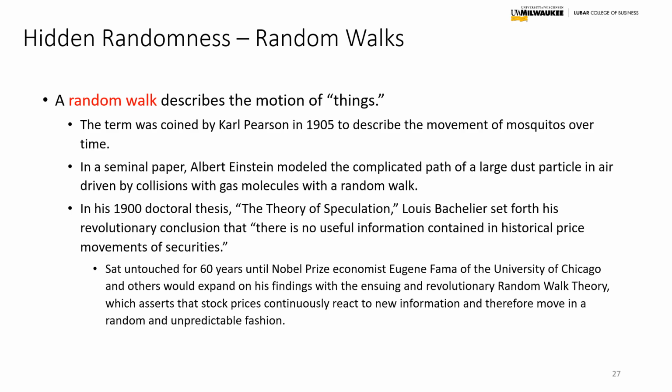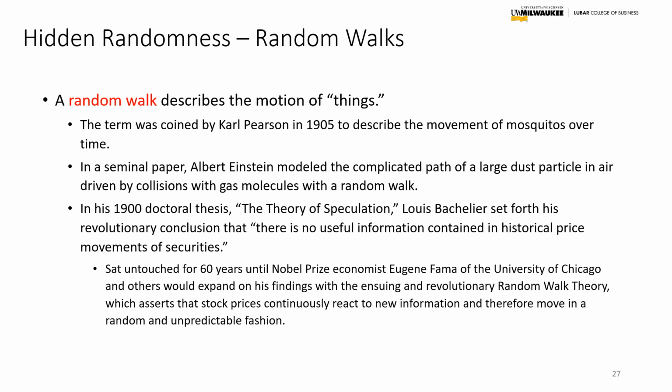Now that we've talked about a random process, let's talk about another unique process called a random walk. It's a process that you should be familiar with because it does describe certain types of series in business applications. You'll see what I mean in a moment. A random walk describes the motion of things. Back in 1905, a famous statistician named Karl Pearson coined the term to describe the movement of mosquitoes over time. Albert Einstein modeled the path of dust particles in the air that collide with gas molecules with a random walk.